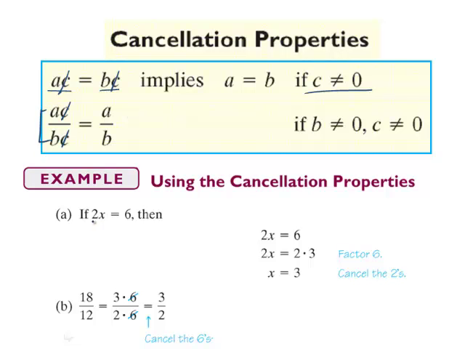So, for example, if you have 2x equals 6, you could think about 6 as 2 times 3, and then you can cancel the 2's. So that means that x is equal to 3. Or if you have 18 over 12, you can think about 18 as 3 times 6, think about 12 as 2 times 6, cancel the 6's. That leaves you with 3/2.